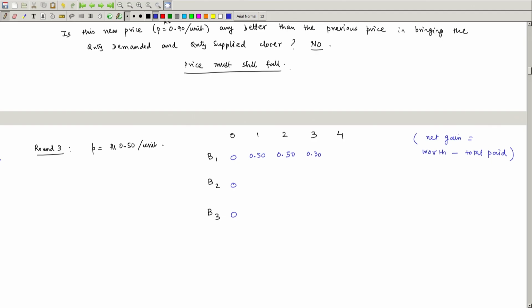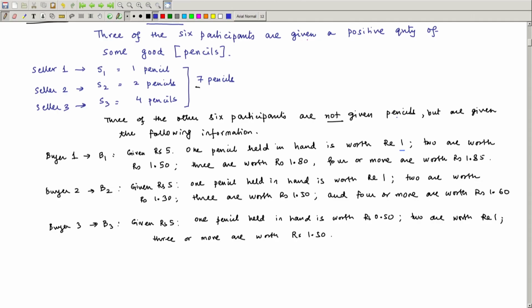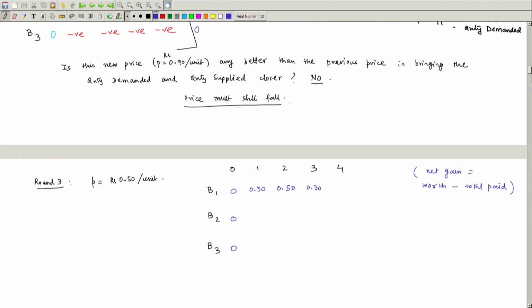And let us just put for 4 pencils. So, for 4 pencils, they are worth 1.85, but for 4 pencils, I would have paid 4 times 0.5, which is 2 rupees. So, 1.85 minus 2, which is negative. So, I will just put a negative sign here. So, this is negative. Now, so what should buyer 1 do?